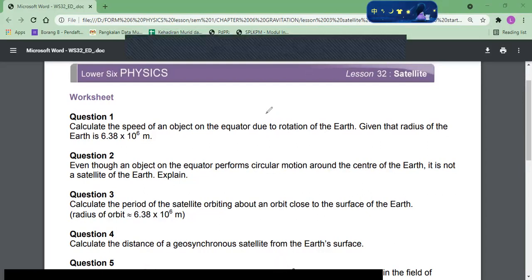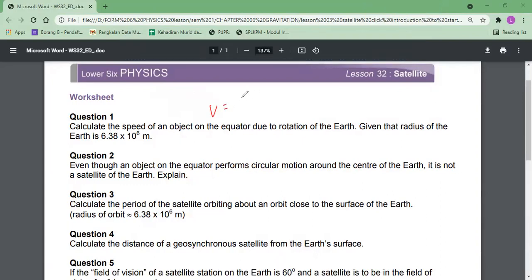Okay, so first question one, the speed V is equal to 1 revolution of the Earth, which is equal to 2 pi r over the period. So this means that it will be equal to how much? 2 pi times the r, radius of the Earth, which is equal to 6.38 times 10 to the power 6 meter, over the period.